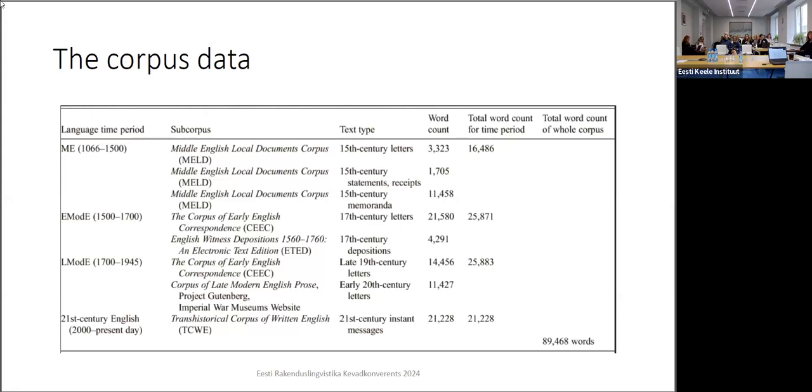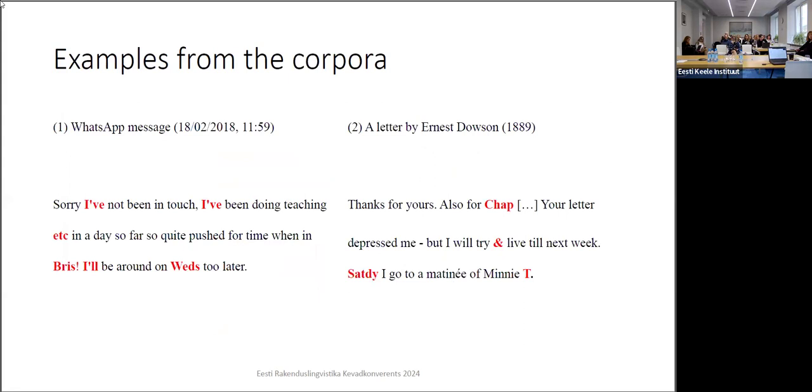So we had letters, statements, receipts, hoping they are written down quickly, or memoranda, so things written down for note. Then for the early modern period, we had some English witness depositions. These are court testimonies where the scribe is taking down from dictation, hoping that would be instantaneous, and some letters. And then for the late modern period, we had some more letters. And these are examples from the corpora.